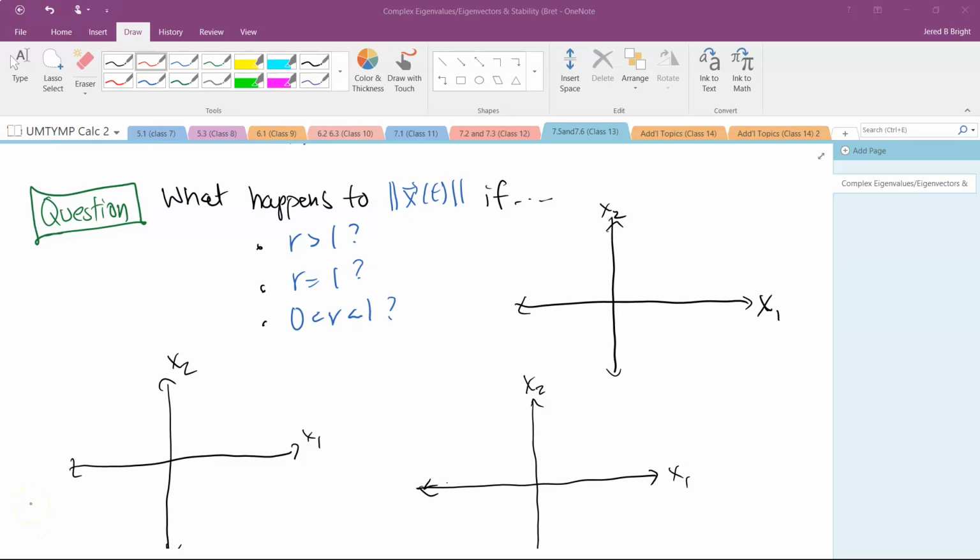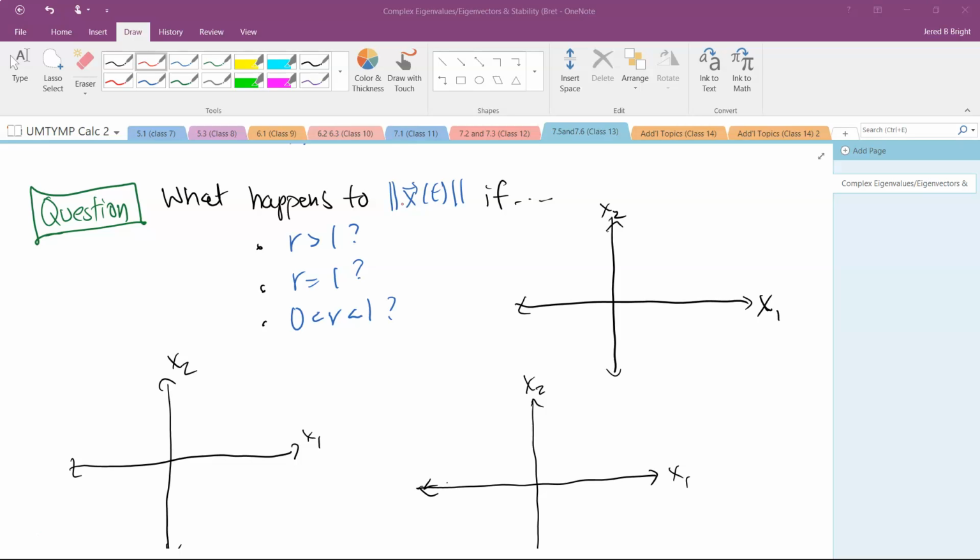Welcome back to the final video in complex eigenvectors and stability. This one we do want to look at this idea of stability and phase portraits as well. Okay, so what you can see here is we're going to look at the length of this dynamical system. So how far away it is from its initial value.